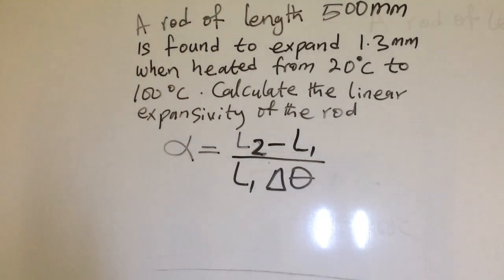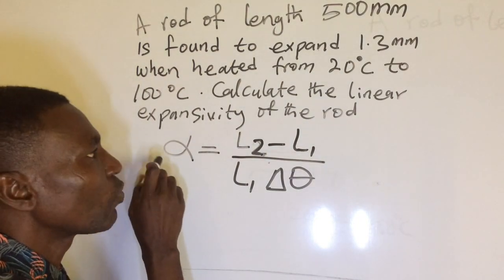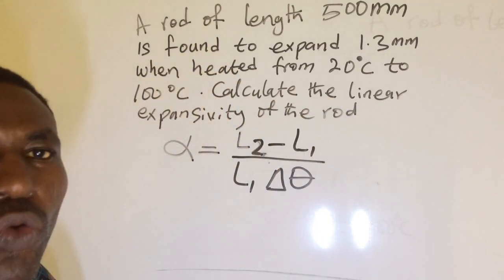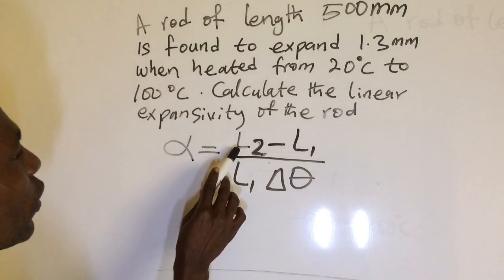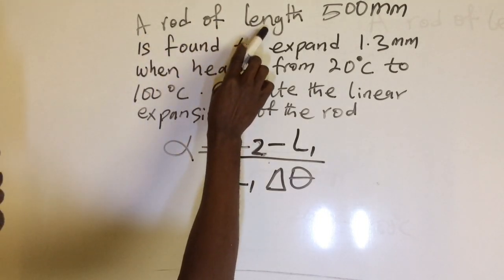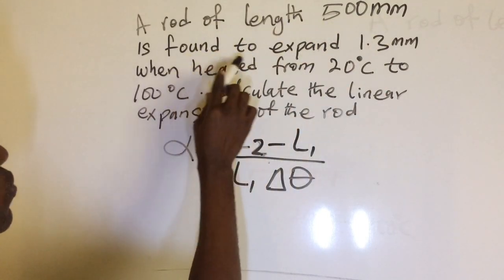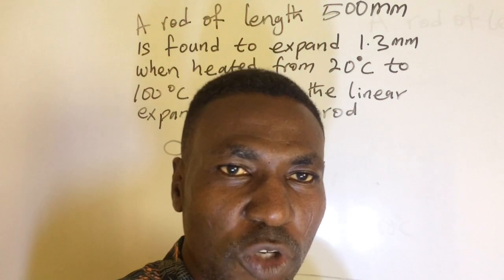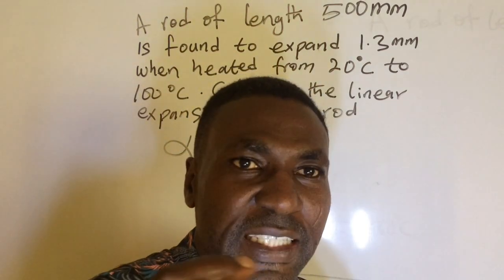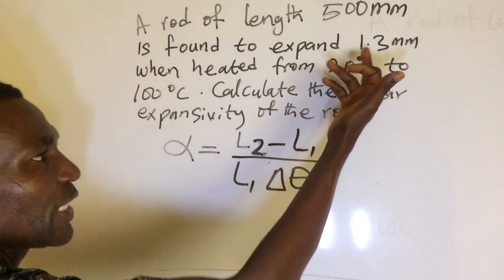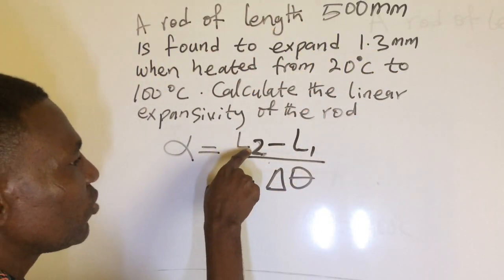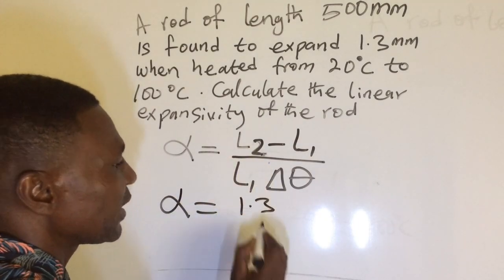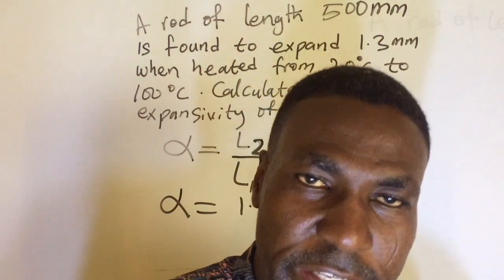And the question and all of them is given on the board. So we are looking for this. We are looking for the linear expansivity of the rod. So from the question, they say that a rod of length 500 is found to expand by 1.3. So they have given us the expansion already. They have subtracted and given us how it has increased. So the L2 minus L1 is already 1.3. They have subtracted and given us the increment, right?